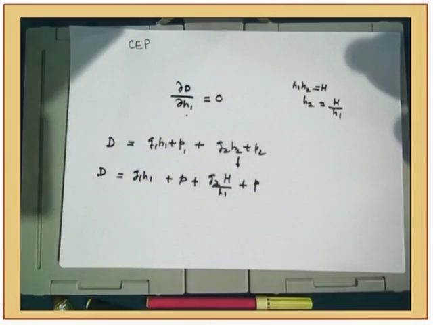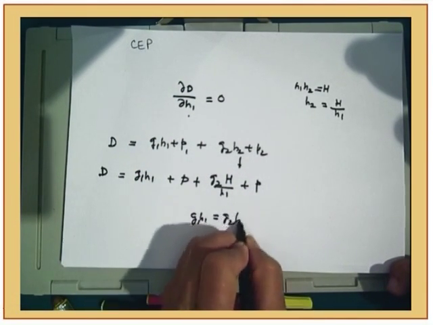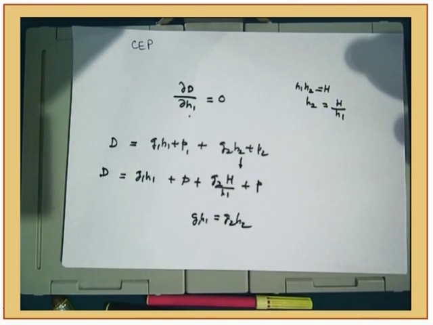But when I do this, I get an assumption that G1 H1 is equal to G2 H2. When I write dD by dH1 equal to 0, the condition I am getting to satisfy this is G1 H1 is G2 H2. So if each stage delay is identical, then I will always get minimum delay. This assumption again is that P is the same. If not, there is another calculation, but it can be done.